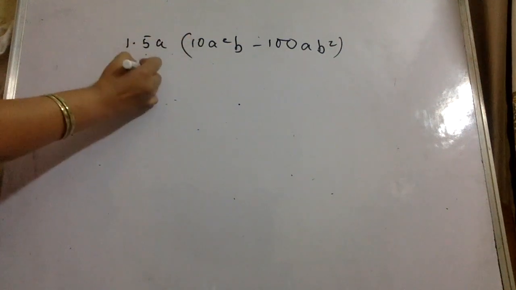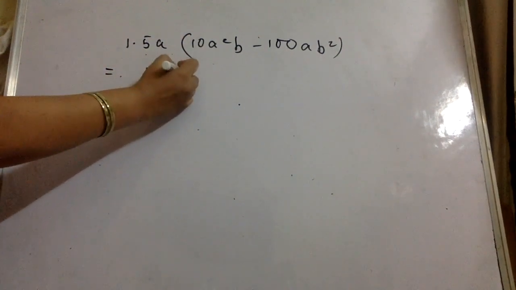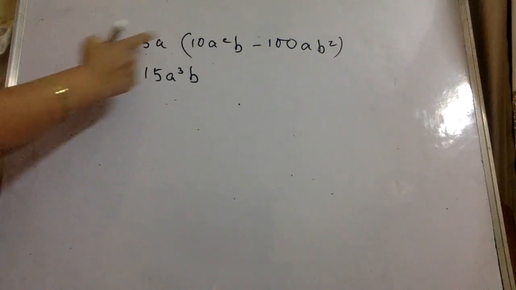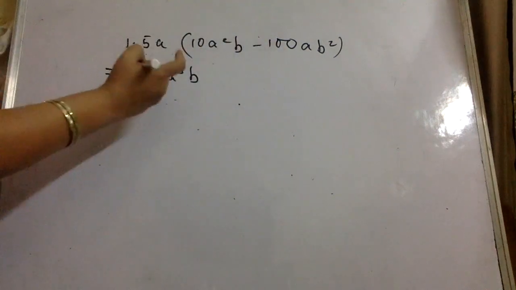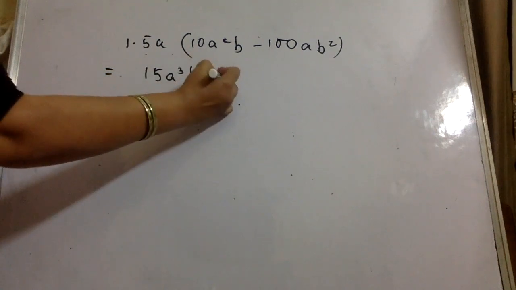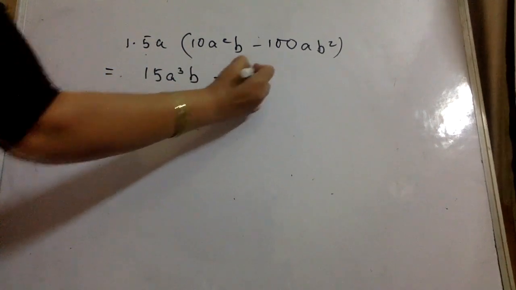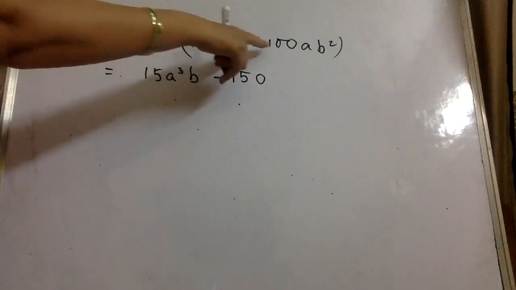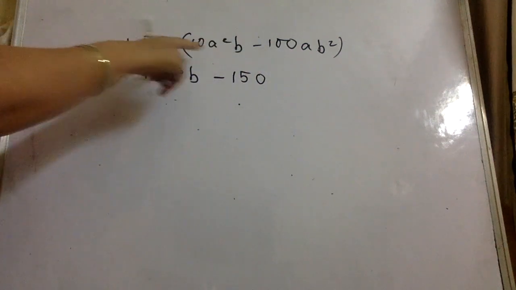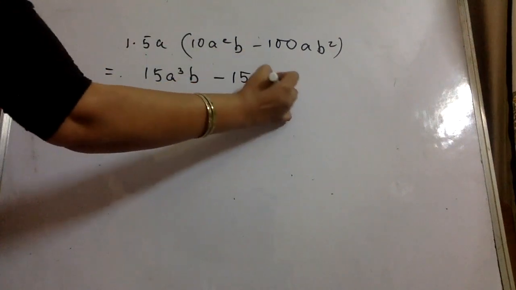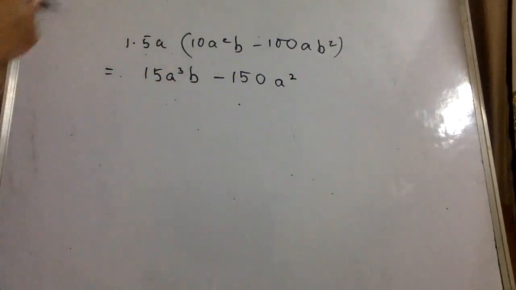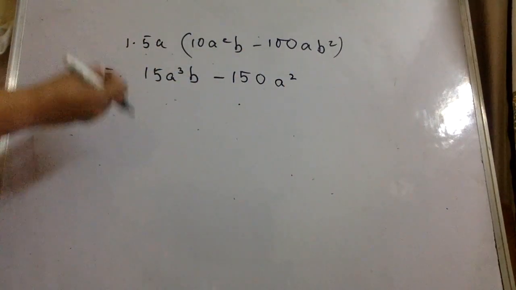So 1.5, this is plus and plus, 15 a cube b. This is minus and this is plus, and 1.5 into 100. That gives me a minus 150. Because when you multiply with 100, the point shifts 2 places to the right. So I get a 150 a square. See, I am doing it all in one step. For this you don't even need 2 steps.